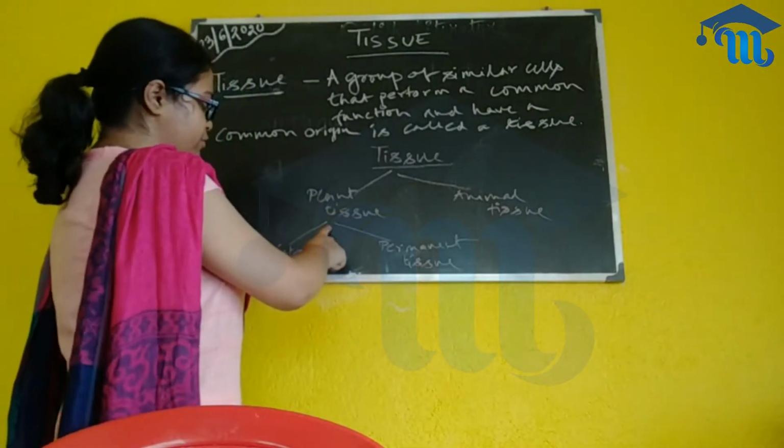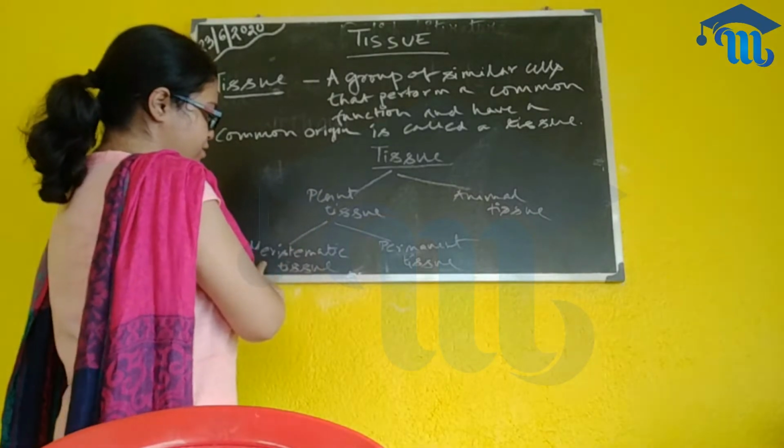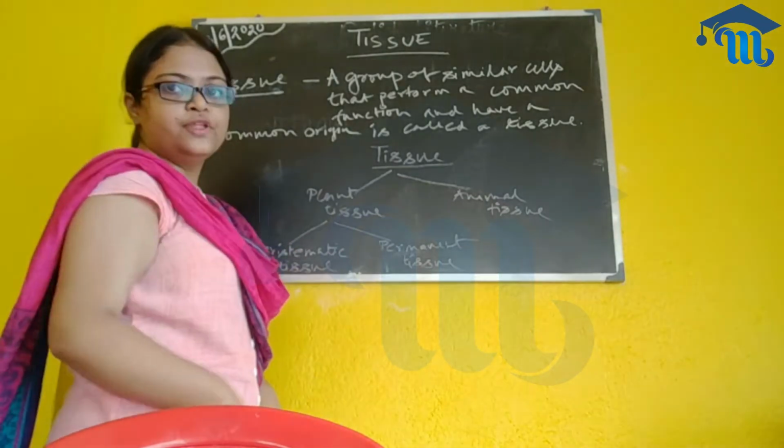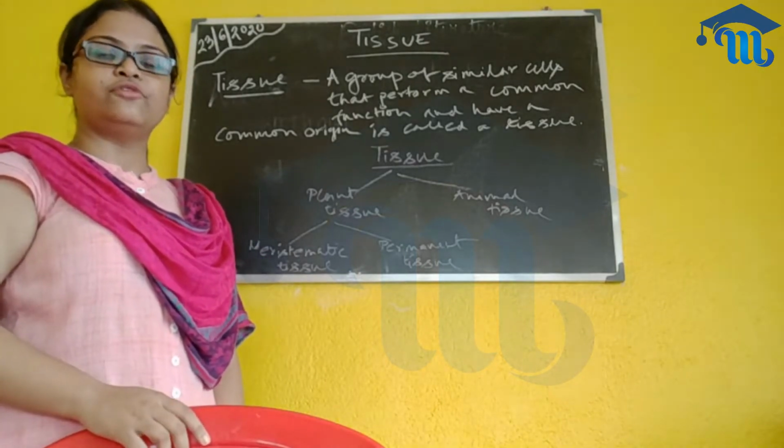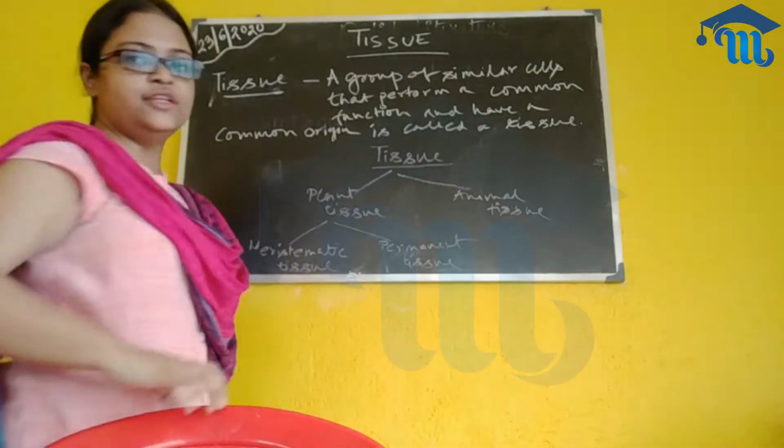Now tissue is divided into two parts, plant tissue and animal tissue. And plant tissue can be further divided into meristematic tissue and permanent tissue. Meristematic tissue and permanent tissue have other types, but today we will discuss only the meristematic tissue.